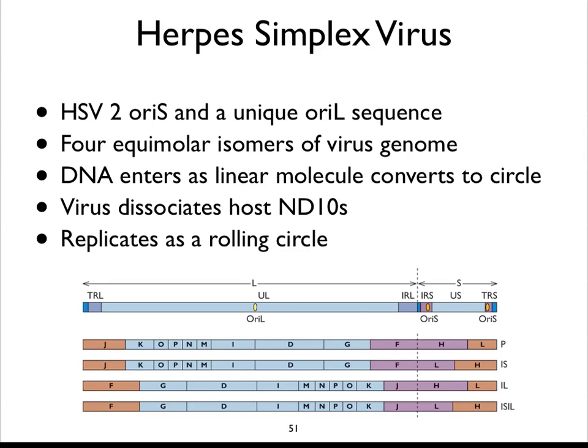And then the virus dissociates the ND10 structures of the host, the nuclear domain 10s. They absolutely disappear within an hour of infection. And then they reappear, maybe not quite the same, but there are actual structures present in the cell, about 10 of them, and that's why they're called nuclear domain 10s, and they contain virus DNA. And the virus DNA replicates as a rolling circle.